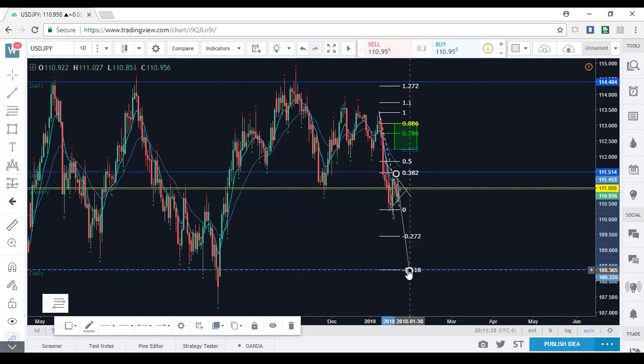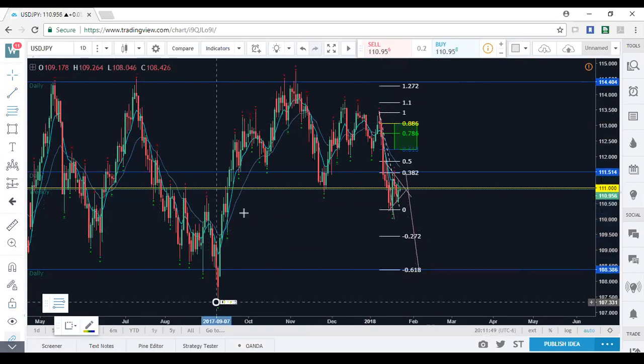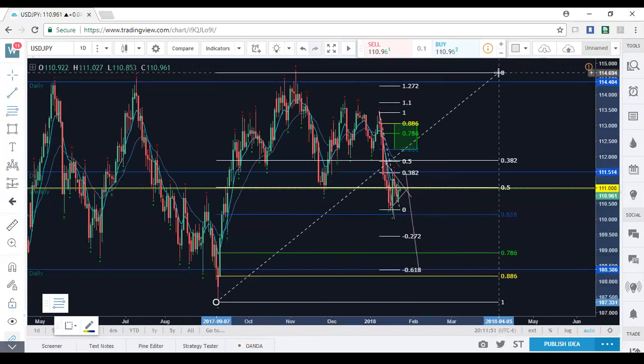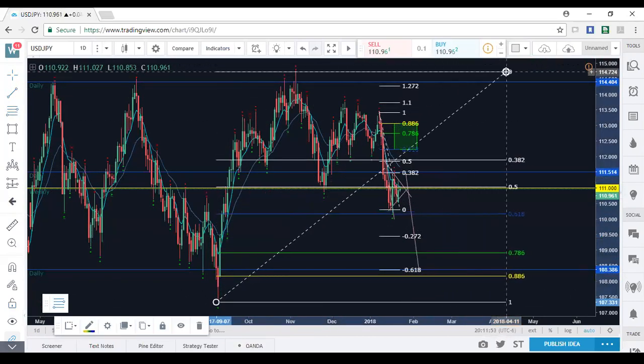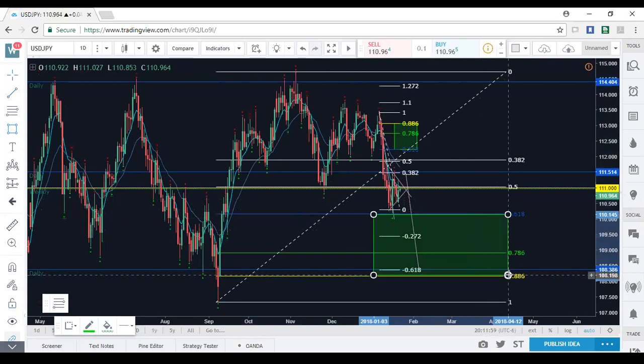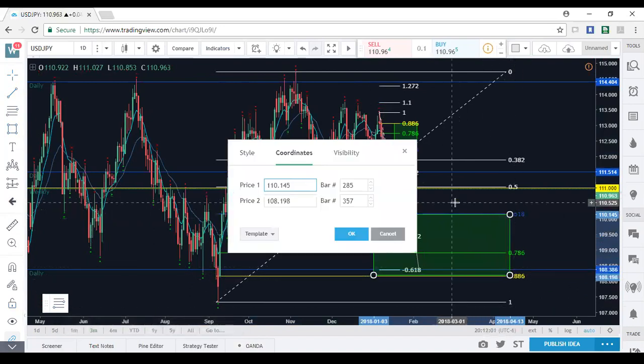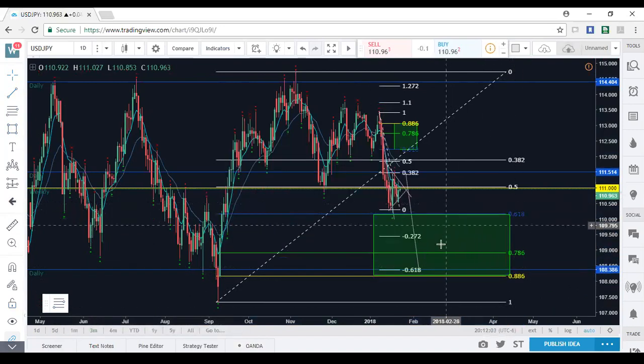All right. So looking at this right here, it's met with our second extension, our TP2, which is met with a daily key level, right? And not only that, if we fib from this low to that high, guess what else is right there? Our entry zone for the buy.